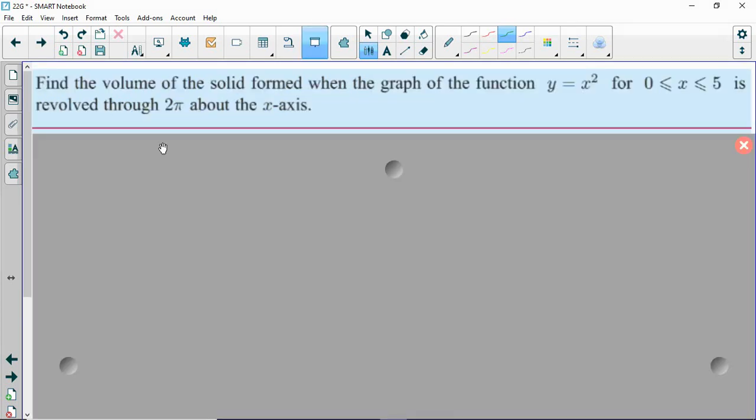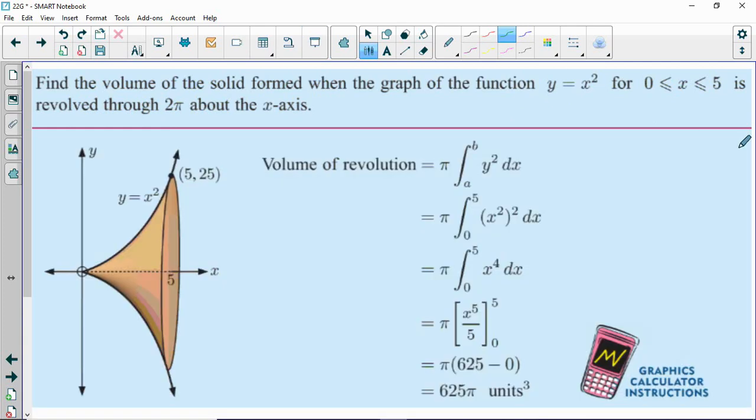All right, simple example here. We've got a function, we've got a domain, we're revolving at 2 pi around the x-axis. Okay, this question is telling us to do a definite integral from 0 to 5 of x to the 4th, and then multiply that by pi at the end.